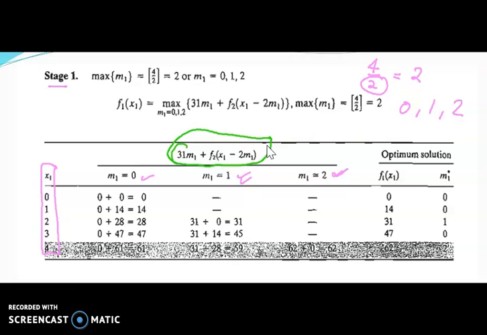Where 31 here is the return for item number 1, and this part is the one I mentioned before in stage 2. Don't forget our extra condition: w1m1 should be less than or equal to x1, the total weight.